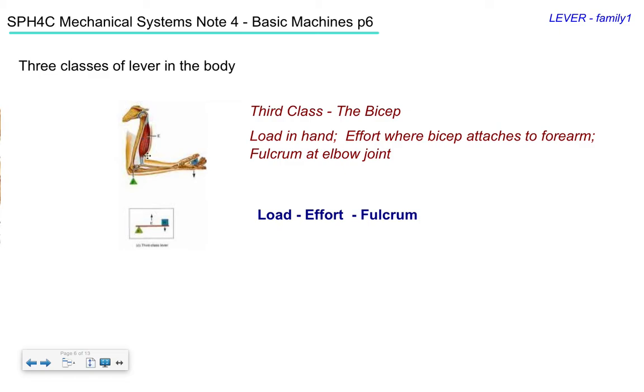But the important point is that what lifts this load occurs right here, where your bicep muscle's tendon connects to the forearm. So that is the effort. The effort's in the middle in the case of your bicep. Okay, so load, effort, fulcrum. So those are the three classes of levers, and those are examples of them inside our bodies.